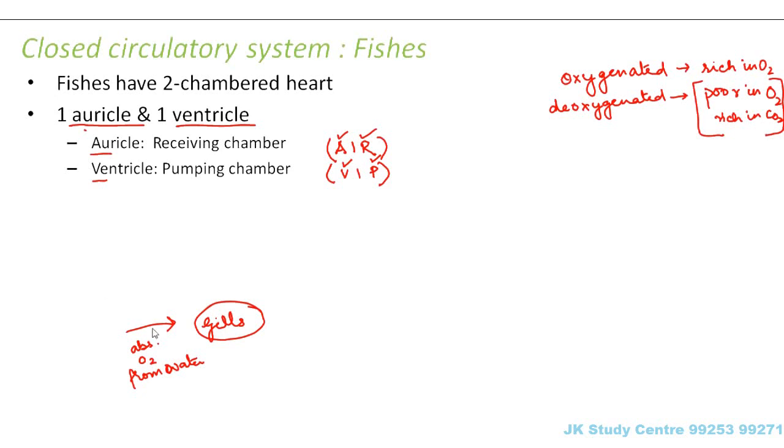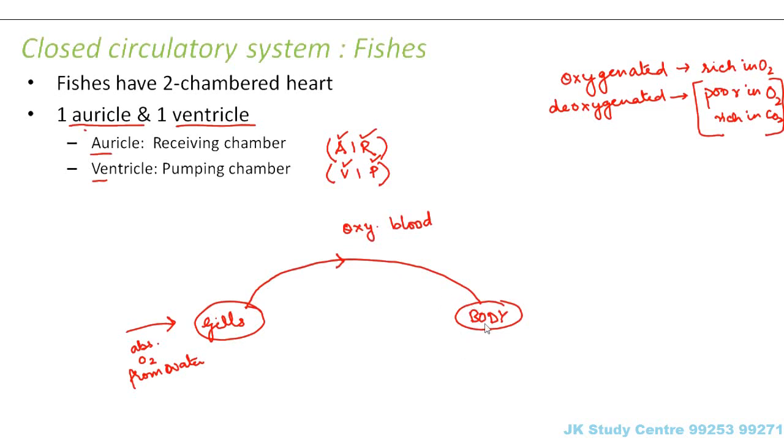So now once the gills absorb the oxygen, what kind of blood will come out of the gills? It will be oxygenated blood, because it will have more oxygen. So this is the good blood. So where will the good blood go? This good blood will go to the different parts of the body. So this is oxygenated blood. This oxygenated blood from the gills will go to the different parts of the body.